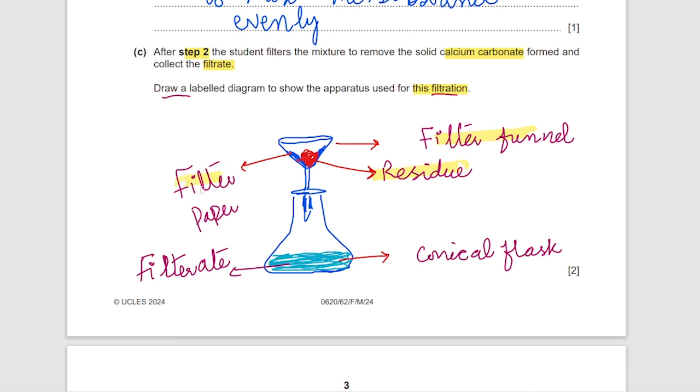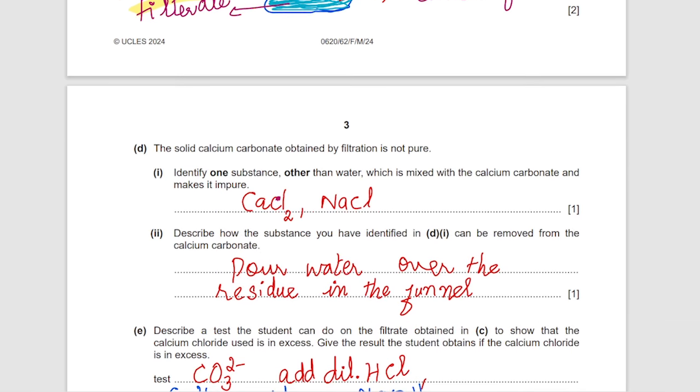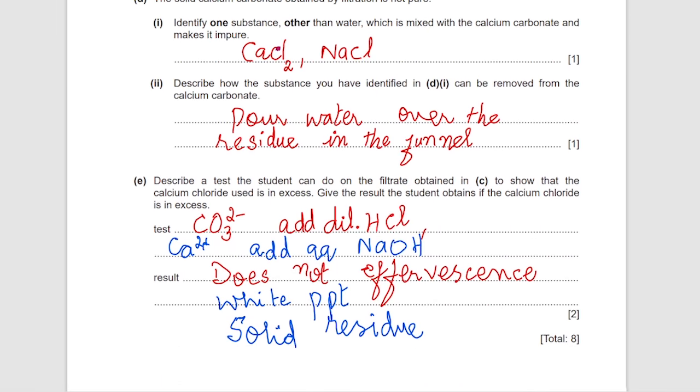insoluble salt, that is the calcium carbonate, filter paper, filtrate, and the filtrate will be our soluble salt. The insoluble salt is calcium carbonate, and residue is basically the calcium carbonate, and filtrate is of our soluble salt, that is sodium chloride. Okay, so sodium chloride is a soluble salt which is obtained as filtrate in the filtration process.